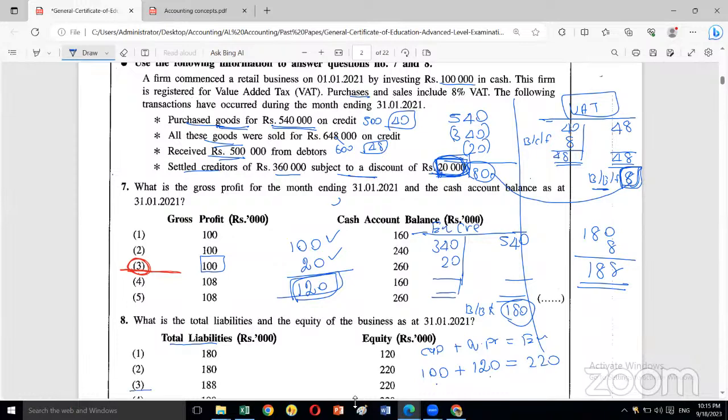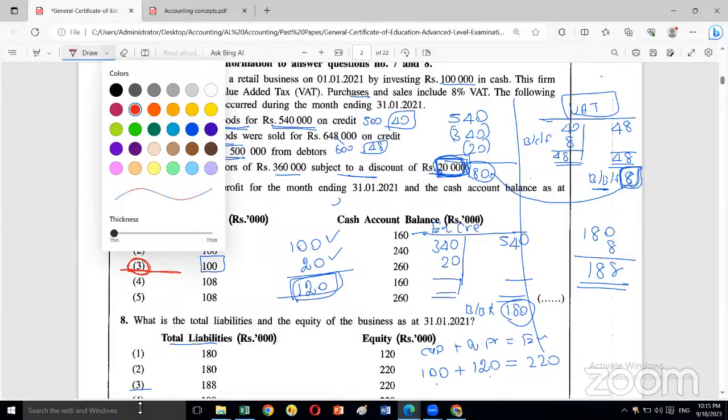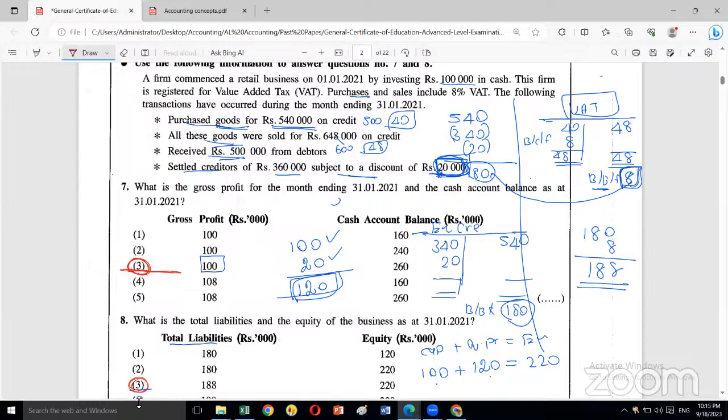Do we have the answer? Yes, we have the answer. Third one is the correct answer. What is the correct answer, Puta? Third one is the correct answer. If you have any doubts, you can unmute and ask the questions.